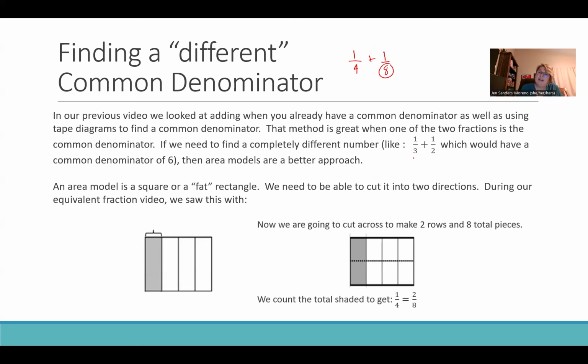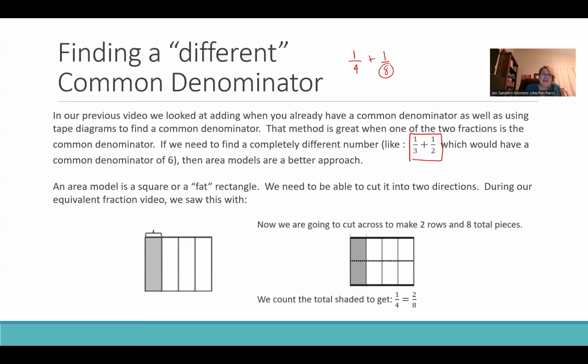The idea though here is that if I wanted to add a third plus a half, we cannot build a third into a half and a half into a third. We need to have a different common denominator. We're going to have a common denominator of 6. So what I want to show you is we're going to show this method using an area model.